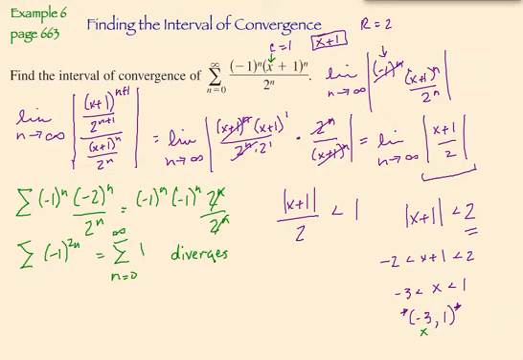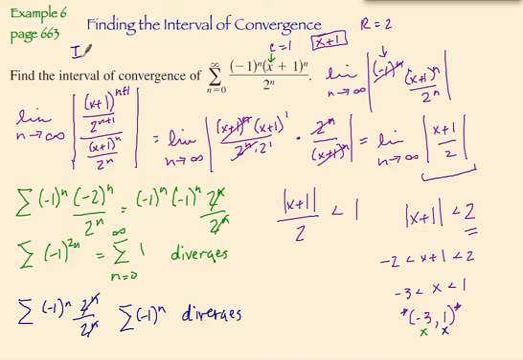Now let's test the endpoint at 1. Once again, go back to the original series. You have (-1)^n. No problem. I'm going to be okay with that. And then when I put 1 in, I get 1 plus 1, which is 2^n over 2^n. Wow, that cancels out right away. But once again, I have (-1)^n, which also diverges. So, boys and girls, both of the endpoints diverge, which means your ultimate interval of convergence, IOC, is (-3, 1), with neither endpoint inclusive.